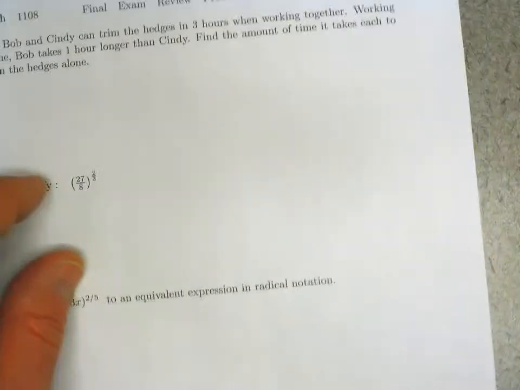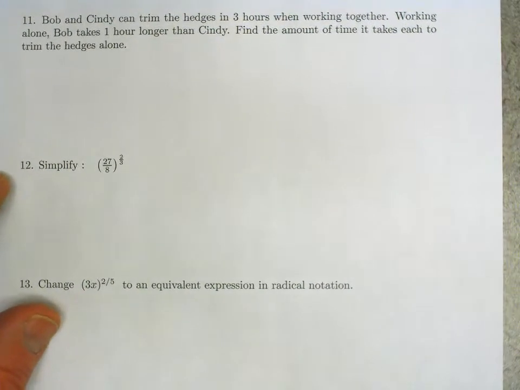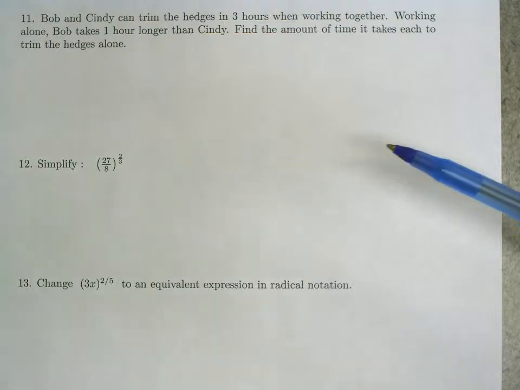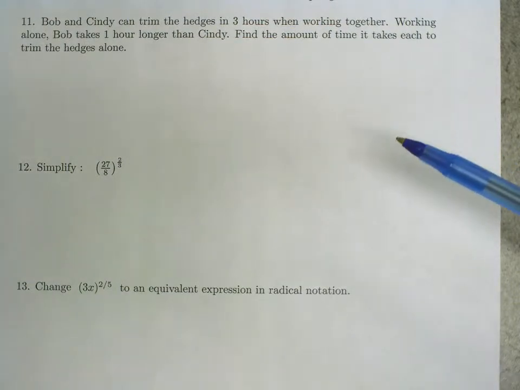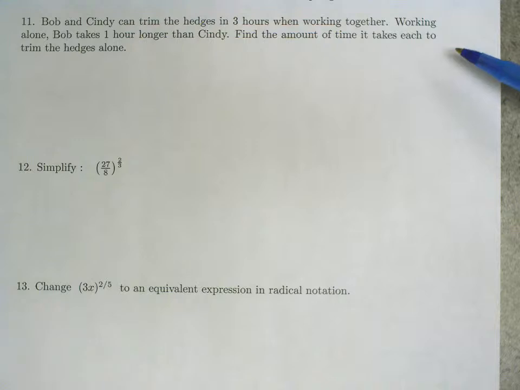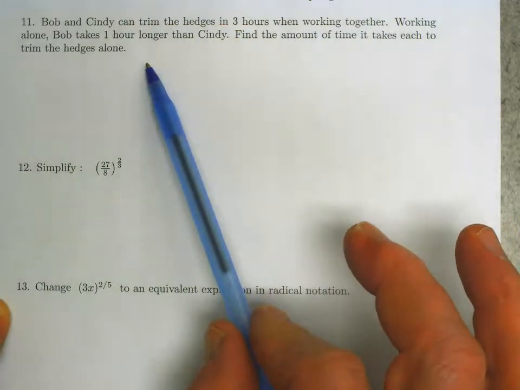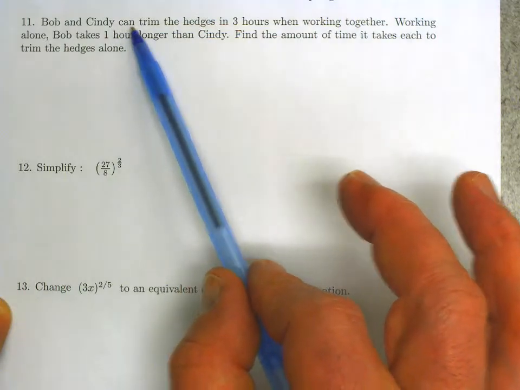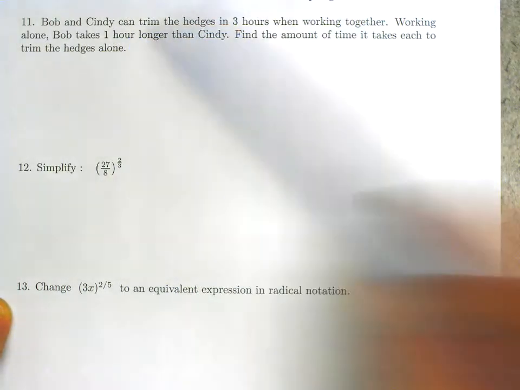Okay, next problem to review, we have an application problem. This one says Bob and Cindy can trim the hedges in 3 hours when working together. Working alone, Bob takes 1 hour longer than Cindy. Find the amount of time it takes each to trim the hedges alone. This is a work problem. They work together or they work separately to complete one job doing something. In this case, they're trimming hedges.